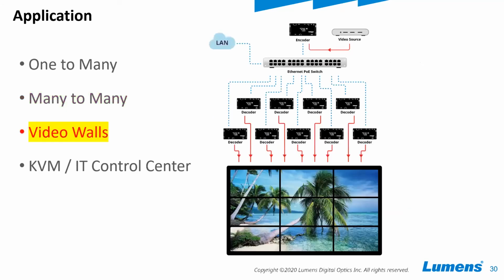For a video wall, you have one video source going to one encoder, going into a switch, and then going into several different decoders, depending upon how many panels there are for your video wall. Each panel will need one decoder, and each panel will then be able to show a part of the whole picture. The video wall application is a fantastic way to use this product as well.